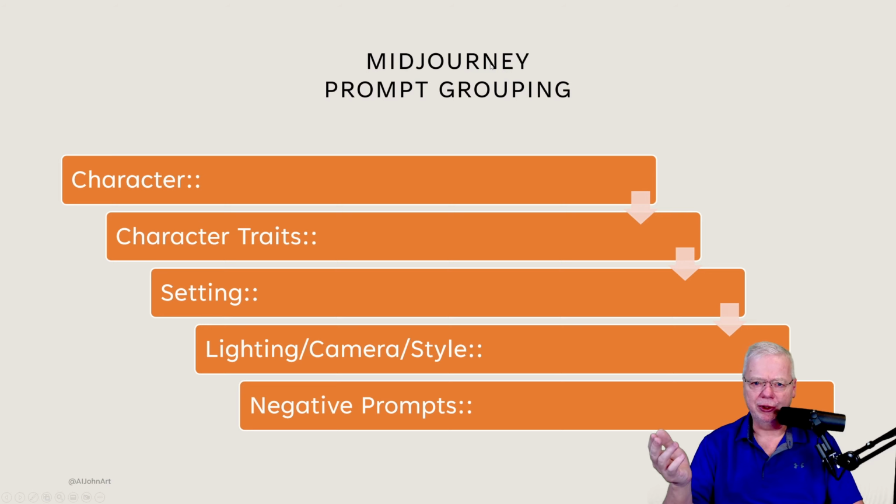What I typically do is I split my prompts up into 5 different groups: the character traits, the setting, the lighting, camera / style, and the negative prompts. Groups are marked by this double colon here. When we get into the next slide, I'll show you exactly what that means.